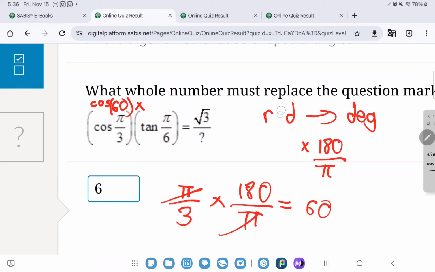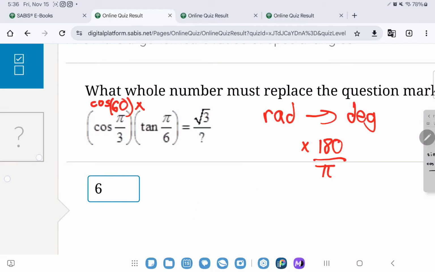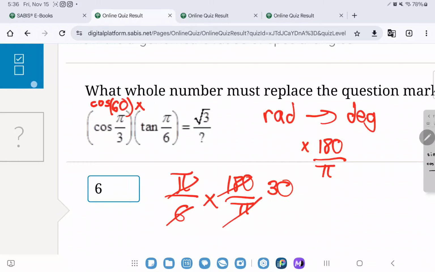Let's do the same with the pi/6. Pi/6 times 180/pi. Pi goes with pi, 6 goes with 180 to become 30. So cosine 60 times tan 30.